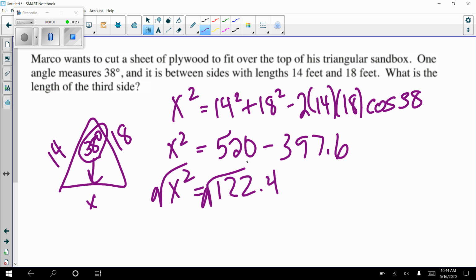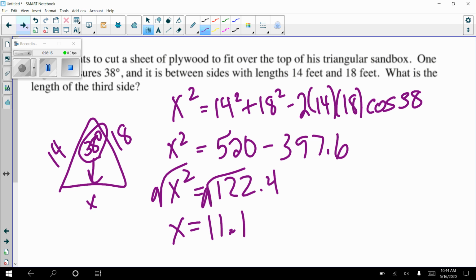Let me find the square root button on here if I have one. There it is. So I get x equals 11.1. Okay, so that third side would have to be 11.1. So that's the law of cosines. Okay, one more I got for you.